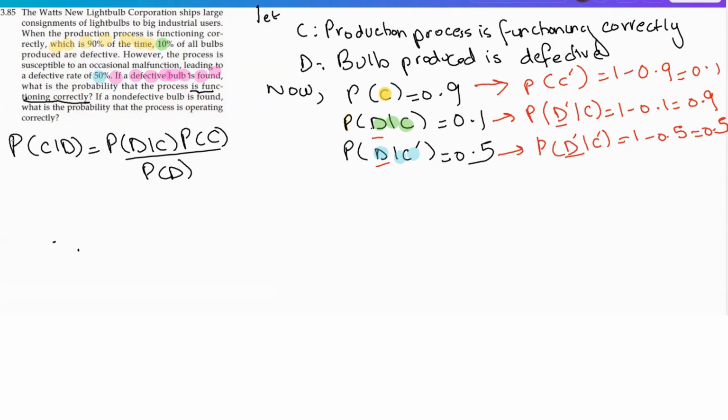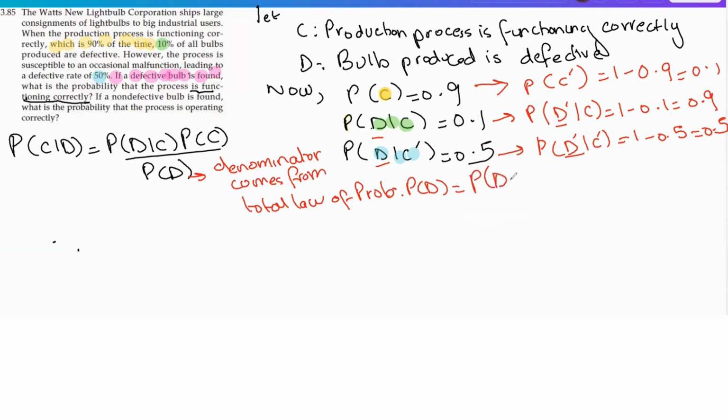When we're applying Bayes rule, we know the denominator comes from the total law of probability. So for the probability of D, we find the probability of defective by conditioning on the process functioning correctly and the process not functioning correctly. These are mutually exclusive, collectively exhaustive events. So the probability of D would be the probability it's defective given correct into the probability of correct, plus the probability it's defective given it's not functioning correctly into the probability it's not functioning correctly.